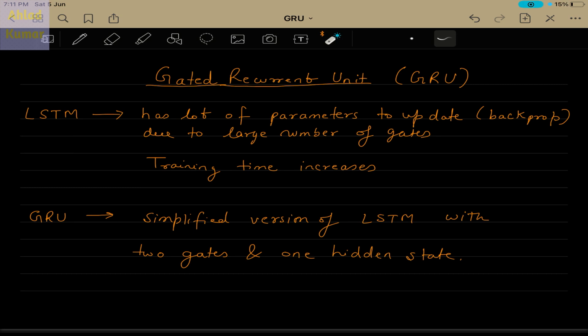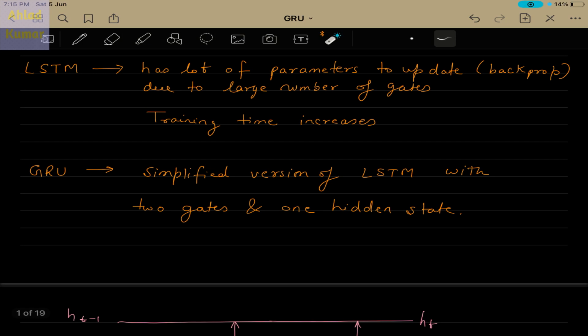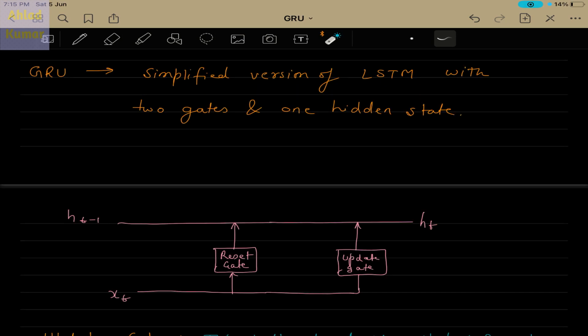What GRU is doing is coming up with a simplified version of the LSTM architecture with only 2 gates and 1 hidden state. This is important. It overcomes the disadvantage of LSTM in terms of the complexity of the network, and simplifies it by using only 2 gates and 1 hidden state. So let us discuss gated recurrent units in more detail and try to understand the internal structure of GRUs and its advantages.